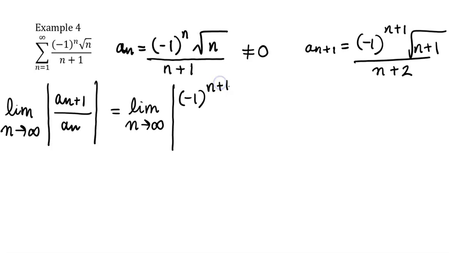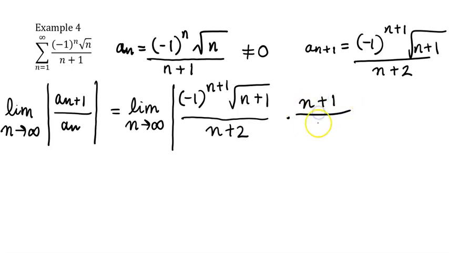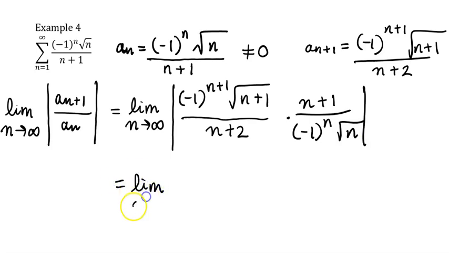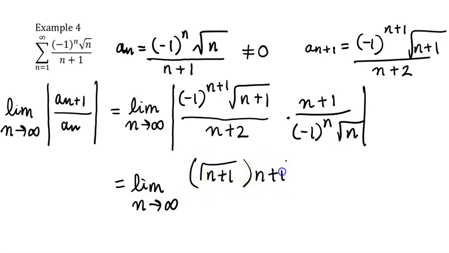So here is our a sub n plus 1, and we will divide this by a sub n, so I'm going to multiply by the reciprocal of a sub n. Let's simplify with this absolute value, because with the absolute value, the negative 1 to the n, or to the n plus 1, will completely go away. And we would be left with the square root of n plus 1 in the numerator, multiplied by n plus 1. And in the denominator, we have n plus 2 multiplied by the square root of n.